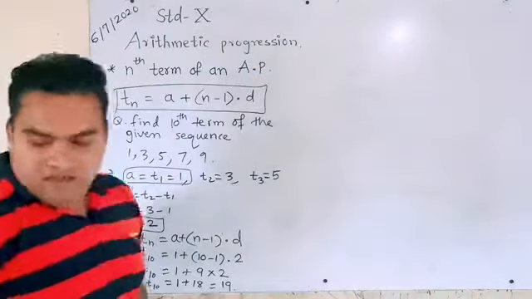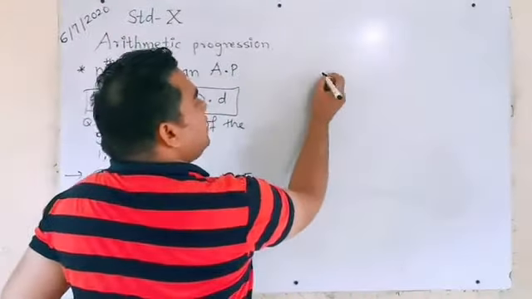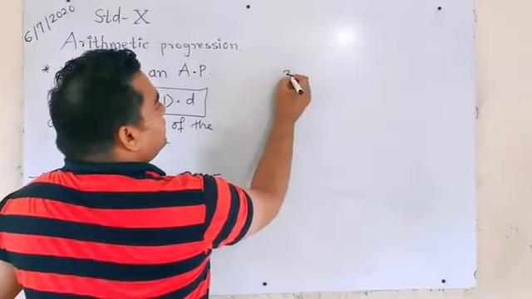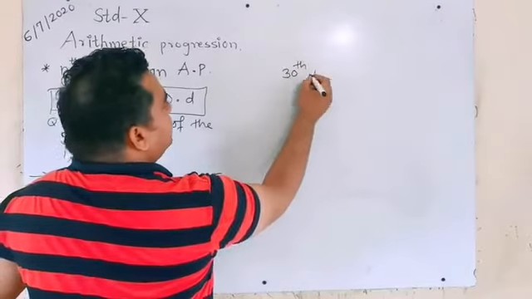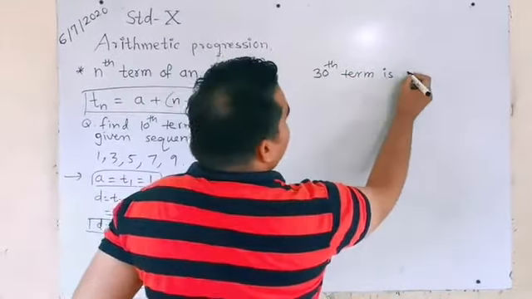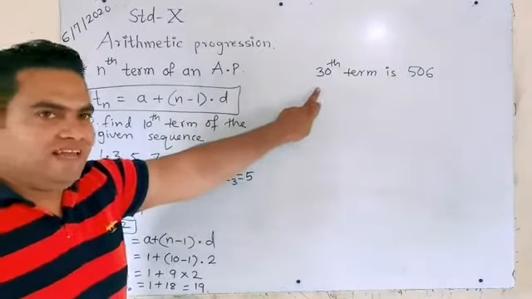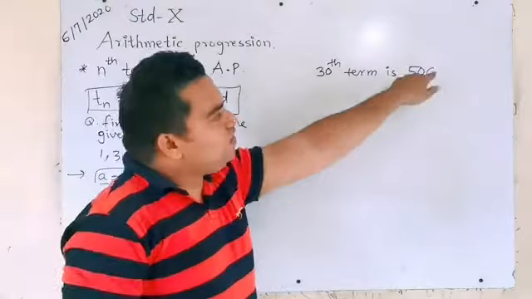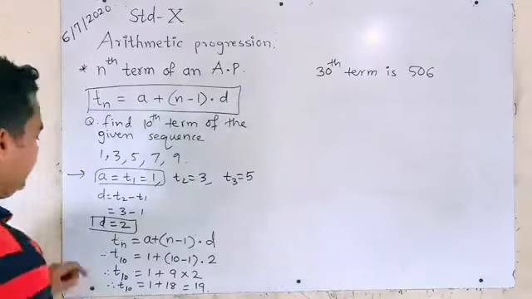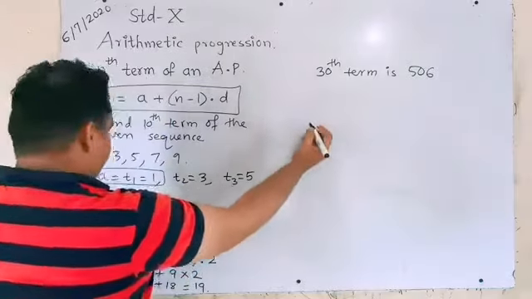Sometimes the term value is given, like the 30th term is 506. If the question comes like this, where the term value is given to you, then you will write that full value here. Like, I will give you one example here.